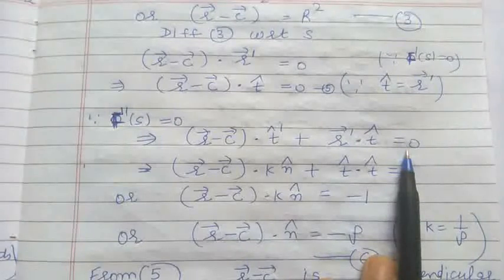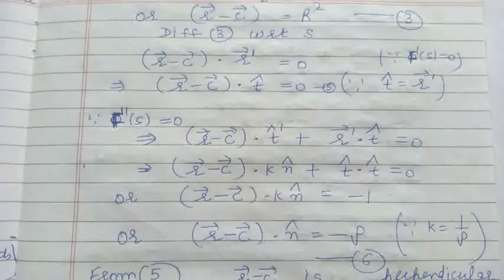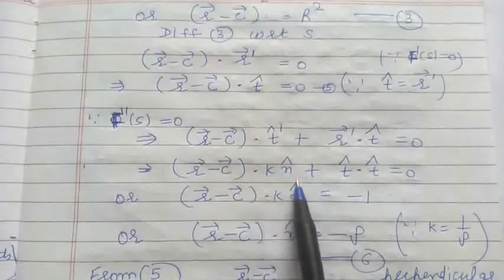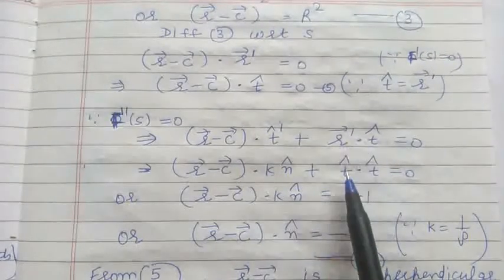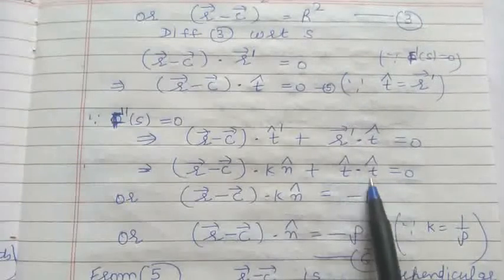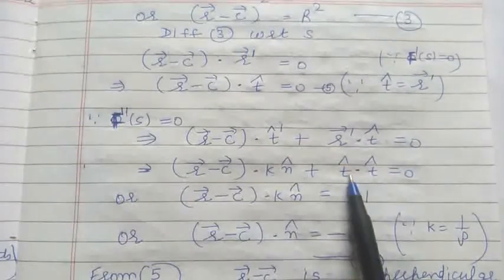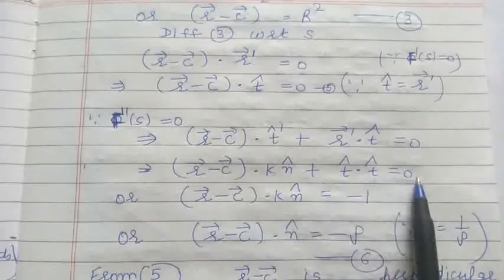So from here we get another equation. Now by using the Serret-Frenet formula, the derivative of vector t cap is k into n cap, and the vector r dash is t cap. Now from here t cap dot t cap is 1, because t cap is a unit vector, and shifting it to the right hand side.